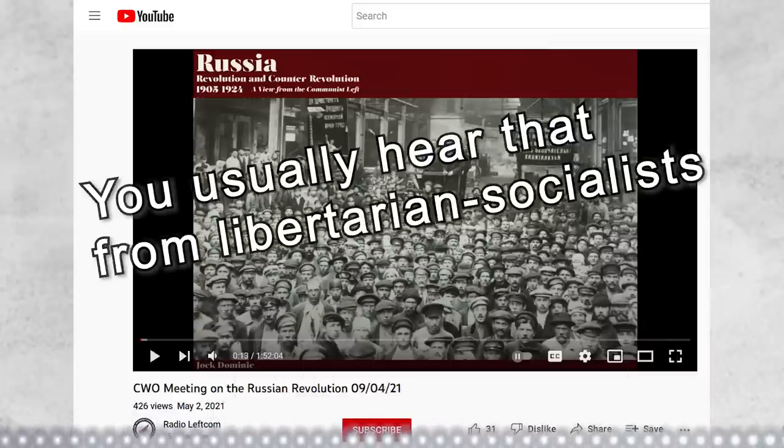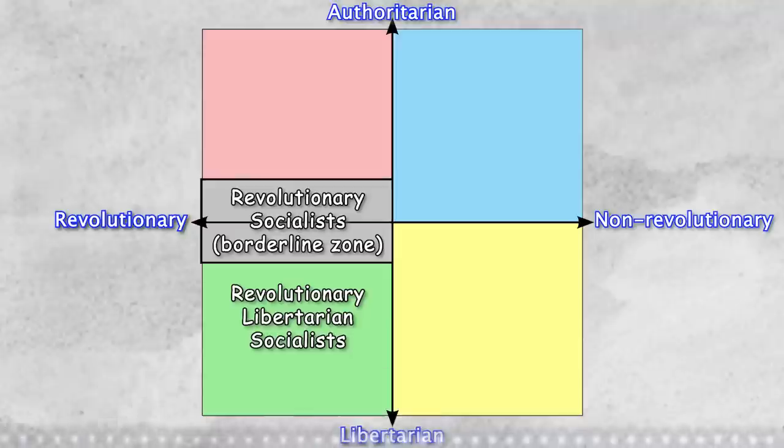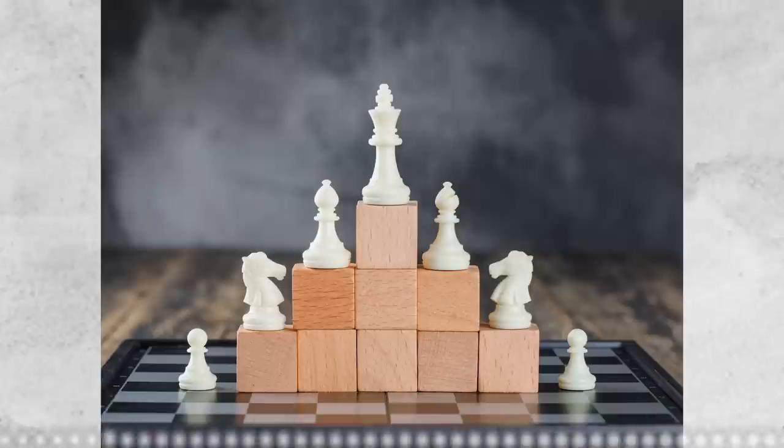You could even argue that socialists in this borderline zone should be classified as revolutionary libertarian socialists, which are the socialists in the bottom left quadrant. However, there are genuine differences that set them apart. The main difference between libertarian socialists and the socialists in the borderline zone is in their degree of tolerance for hierarchies of power, political and social structures where decision-making power is centralized or concentrated in the hands of the minority of people at the top of the hierarchy.